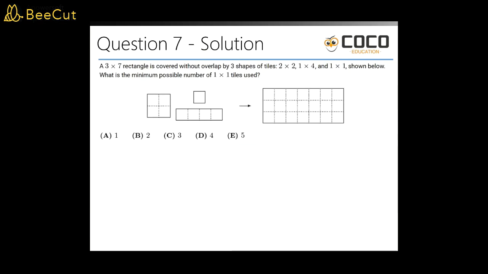Then question 7, find the minimum number of 1 by 1 tiles. So for the 2 by 2, we can get at most 3 of them. That's 1, 2, 3. Then for the 1 by 4, we can just get 1. Right. The rest of them will be the 1 by 1. There's 1, 2, 3, 4, 5. 5 of them. So it is C.